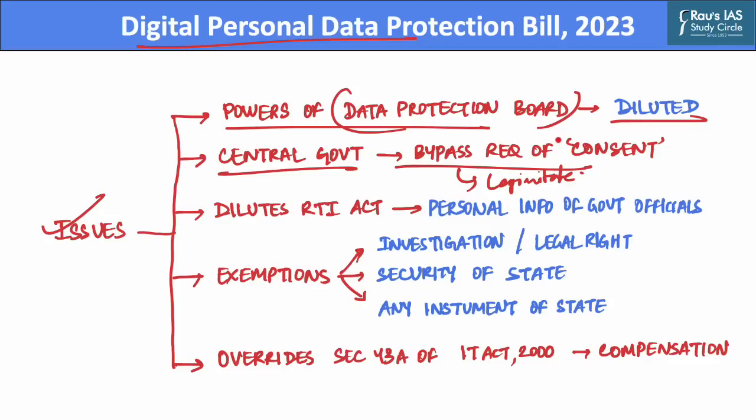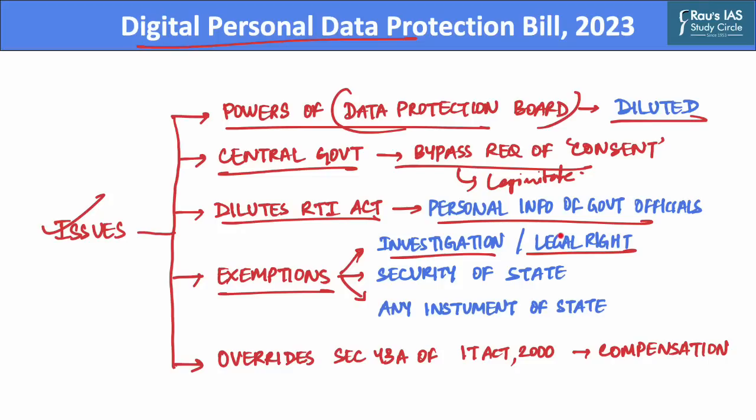Further, there are also concerns which pertain to the dilution of the Right to Information Act, as this bill has a provision to amend the act that would prohibit the sharing of details which are linked to personal information of government officials. Further, this bill also provides certain exemptions. These include that rights of data principals and obligations of data fiduciaries will not be applicable in specified cases, which include cases related to prevention and investigation of offences as well as enforcement of a legal right.